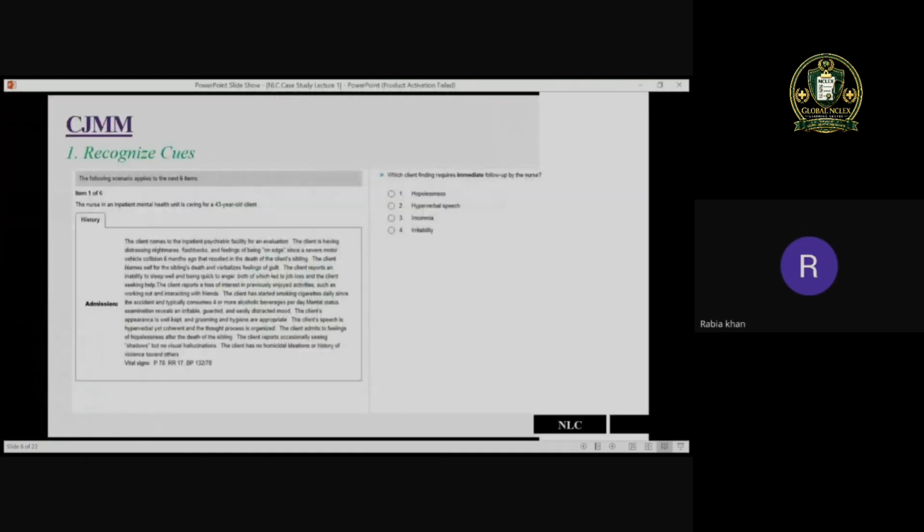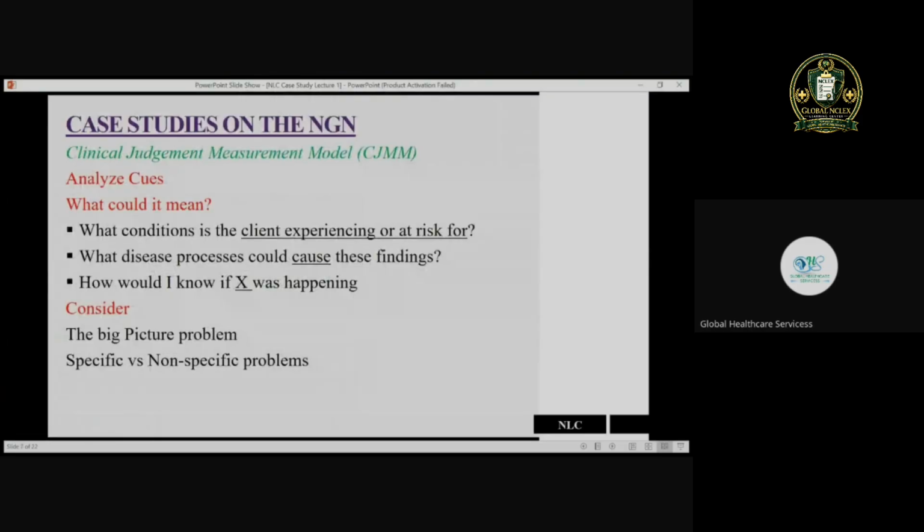And next is analyze. It means we are now going to make the diagnosis. What could it mean? What condition is the client experiencing or at risk for? Diagnosis means either you can make a definitive diagnosis, or a provisional diagnosis, or you can mark the possibilities: there can be one problem, a second problem, a third problem. What disease processes could cause these findings?